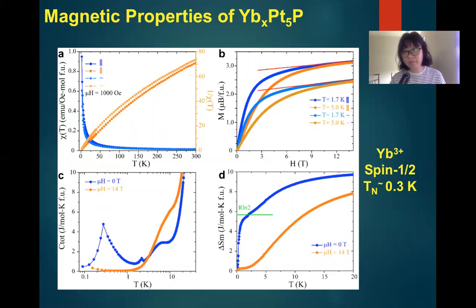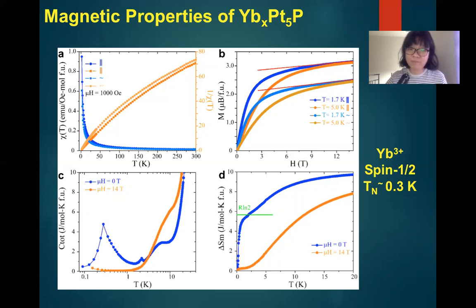First of all, we want to study the magnetic properties of YbxPt5 phosphorus. We measure the magnetization changes with temperature and with field, and by fitting the data, we find Yb is 3+, not Yb 2+. Moreover, we measure the heat capacity as low as 0.1 Kelvin. Here, this point is 0.3 Kelvin, and we see an antiferromagnetic transition of the Yb3+ at 0.3 Kelvin, very low temperature. We calculate the entropy change, which corresponds to spin 1/2. So now we see this is magnetic.